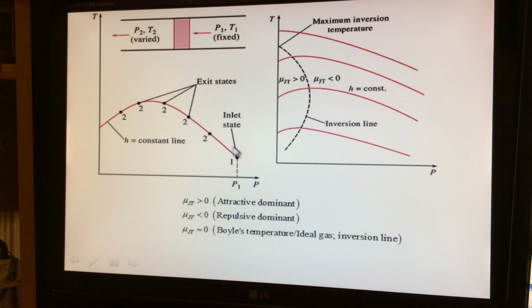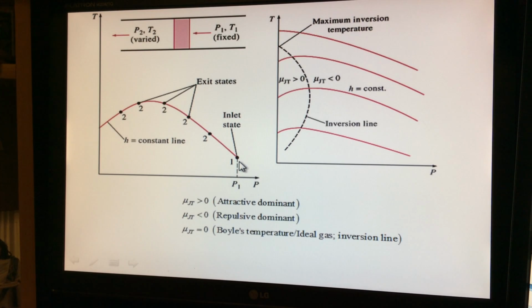In the third one, again your inlet condition is the same, but you change the exit condition by changing the porosity or by opening and closing the valve to a certain point. If you go through this experiment, what you'll generate is a curve like this. You're measuring T2 and P2 at the exit states by changing either the porosity of the plug or the degree to which you are turning the valve. Along this line, the enthalpy is constant. So the H constant line here shows you that along this path, the enthalpy is constant.